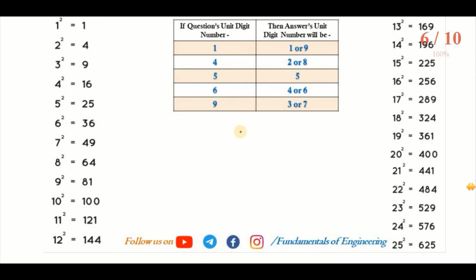We'll take another example. Square root of 8836. Again the question's unit digit is 6. If it is there, then we are getting 4 or 6. So I will write here 4 or 6.